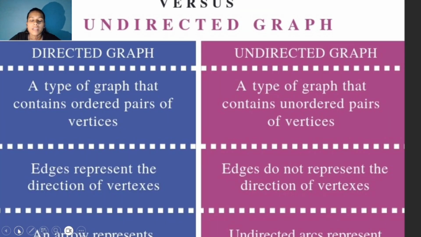There are different types of graphs: directed graphs and undirected graphs. A type of graph that contains ordered pairs of vertices is called a directed graph, and a type of graph that contains unordered pairs of vertices is called an undirected graph. Edges represent the direction between vertices in a directed graph. Edges do not represent direction in an undirected graph.